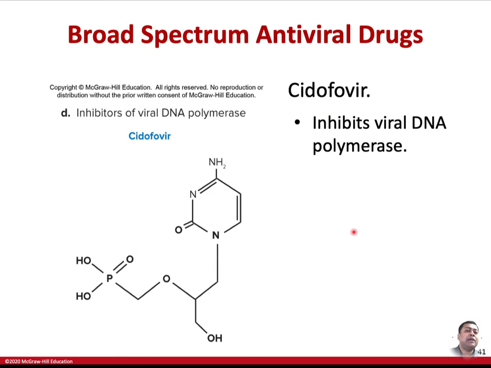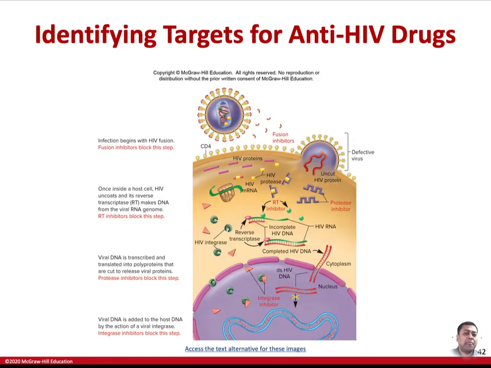Then you have a broad spectrum antiviral drug, which is known as cidofovir. This inhibits viral DNA polymerases. This is a mononucleotide analog used particularly in viral eye infection or retinitis. Cidofovir is one example of a viral DNA polymerase inhibitor.